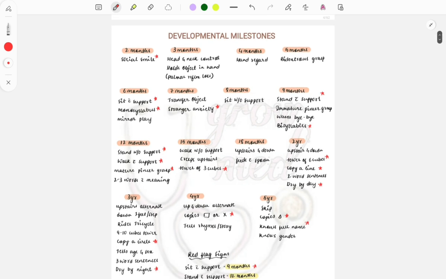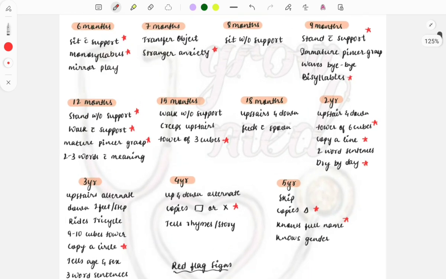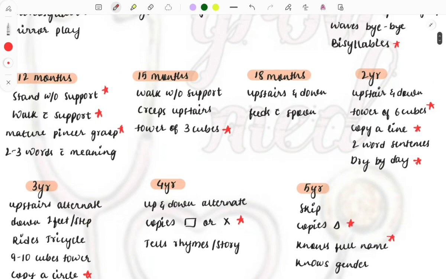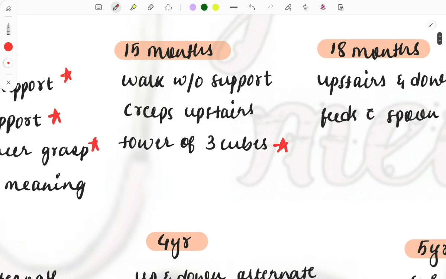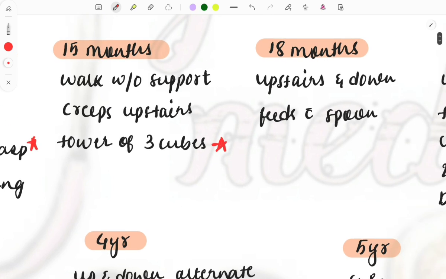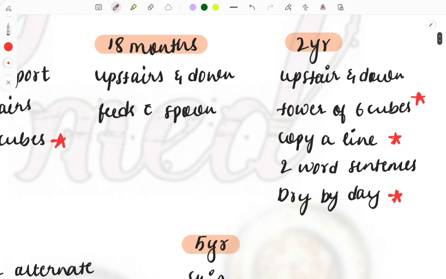Like sit with support 6 months, monosyllables 6 months, stranger anxiety PYQ 7 months, then stand with support 9 months and bisyllables 9 months, then 12 months पे stand without support, walk without support, and 2-3 words with meaning. ठीक है. And mature pincer grasp also 12 months. Then 15 months में walk without support, tower of 3 cubes, important है, previous year question था ये, PYQ पूछा गया था. 18 months में up and down, feeds with spoon. Then 2 years पे tower of 6 cubes is important, copy a line at 2 years. Then dry by day, this is also a PYQ.